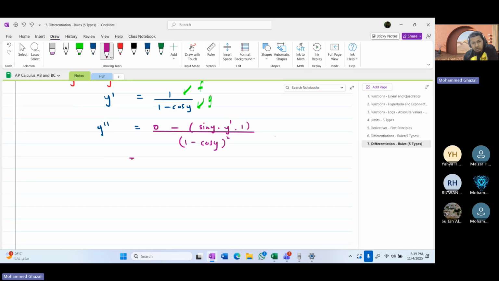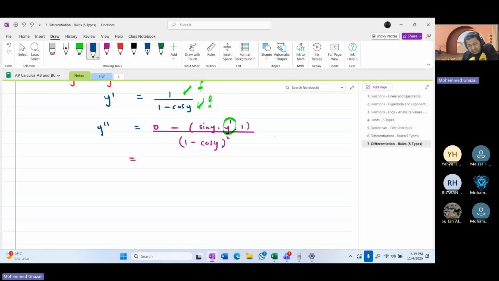So now if you are solving this, very simple. Remember what is y prime. The problem is that we're trying to find the double derivative, but we also have a y prime here. So what is y prime? We already saw that y prime is 1 over 1 minus cos y. So we'll sort that out as well.